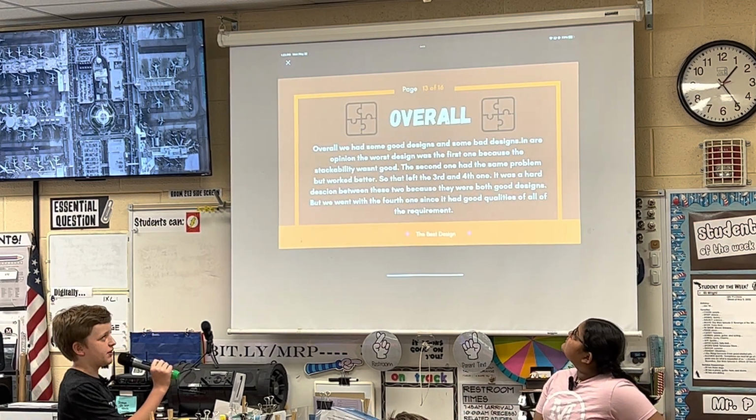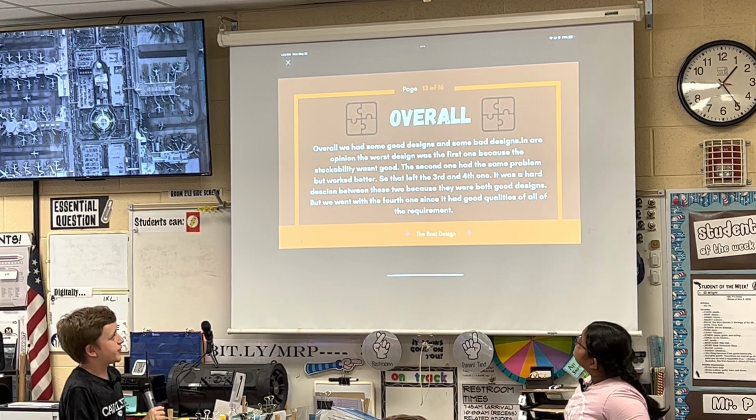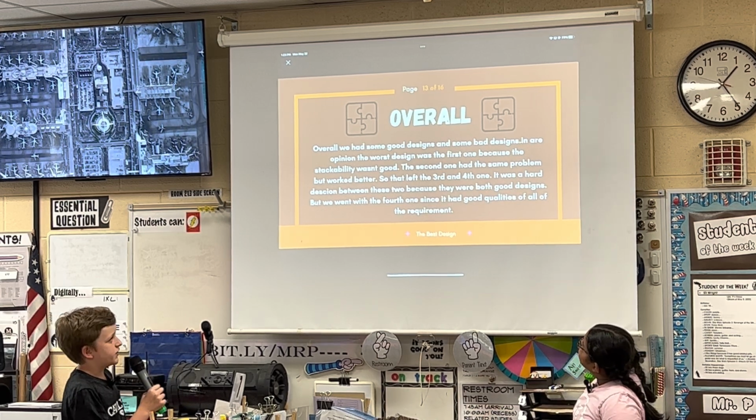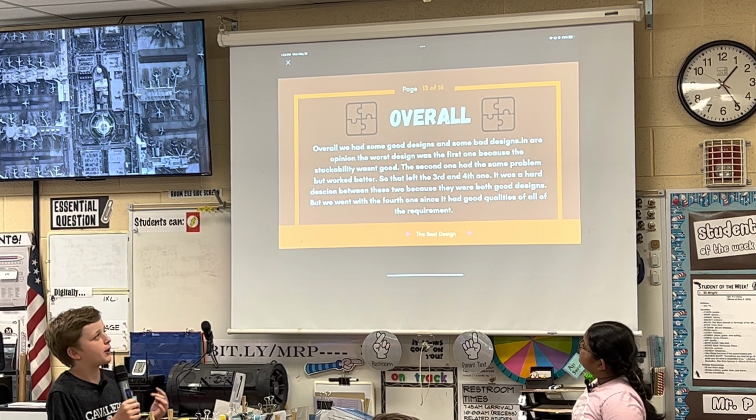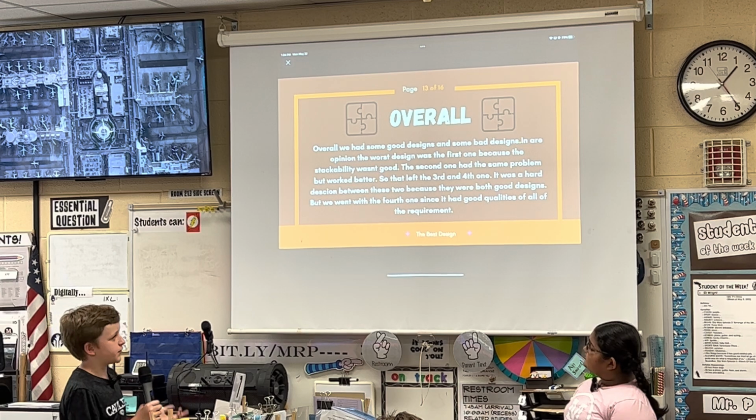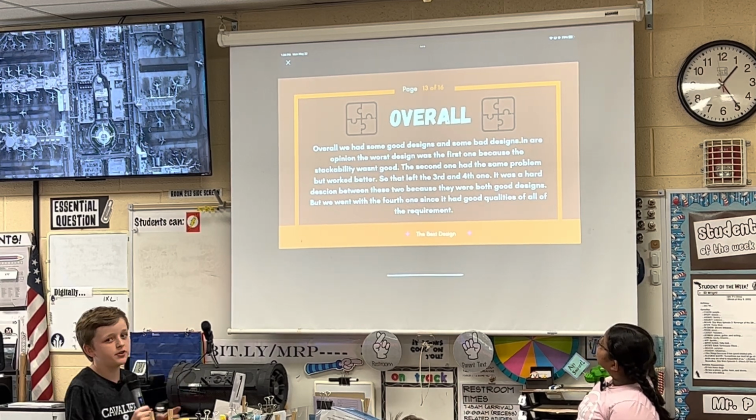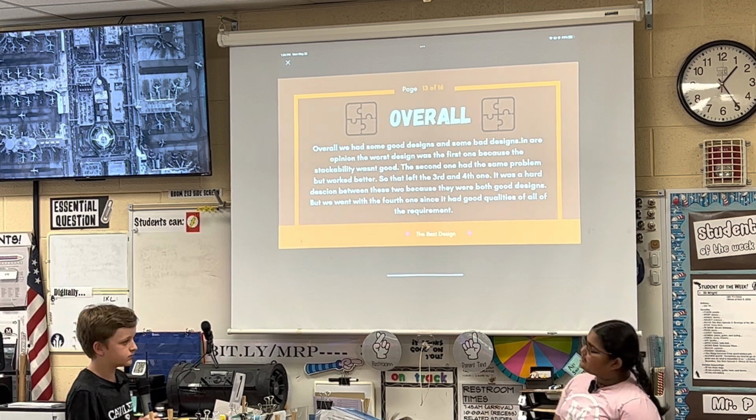Overall, we had some good designs and some bad designs. In our opinion, the worst design was the first one because the stackability wasn't good. The second one had the same problem but worked better. So they left the third and fourth one. It was a hard decision between those two because they were both good designs, but we went with the fourth one because it had good qualities of all the requirements.